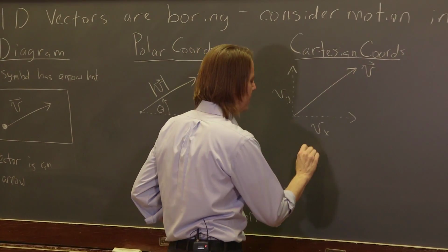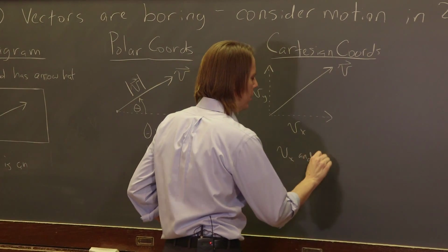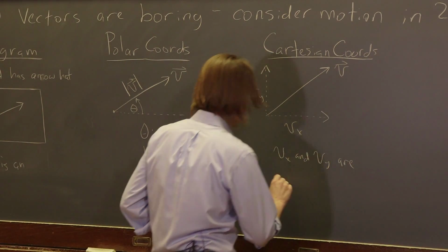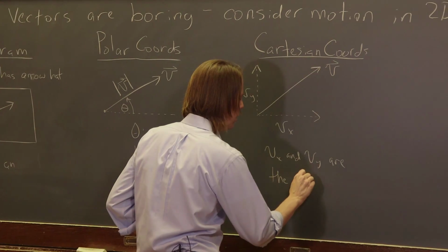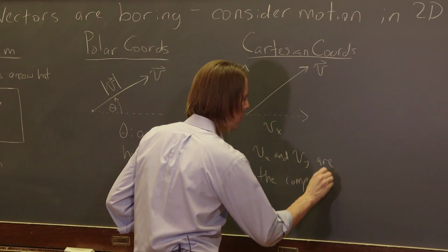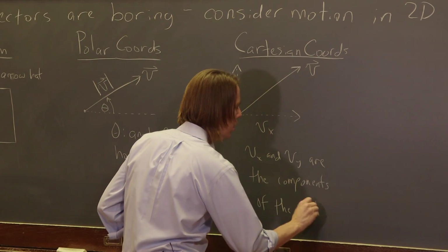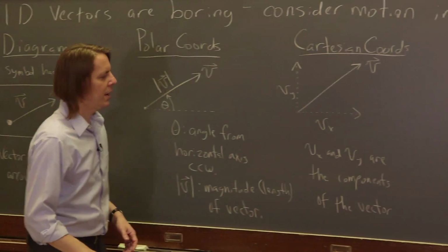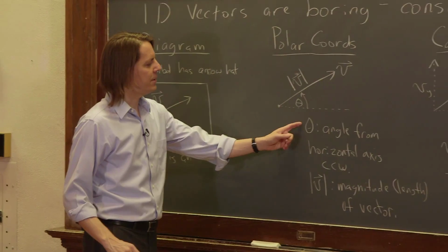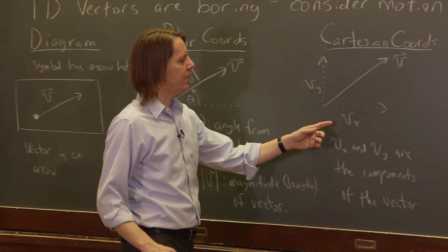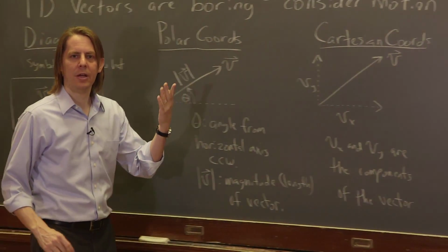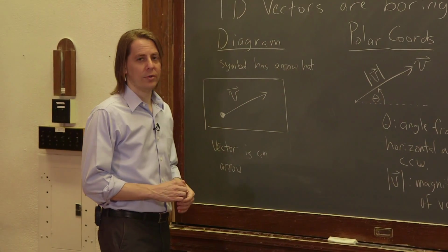So Vx and Vy are the components of the vector. The xy components. Same thing. Here you needed two scalars to specify the vector. Here you need two scalars to specify the vector. It's really just doing it in different coordinate systems.